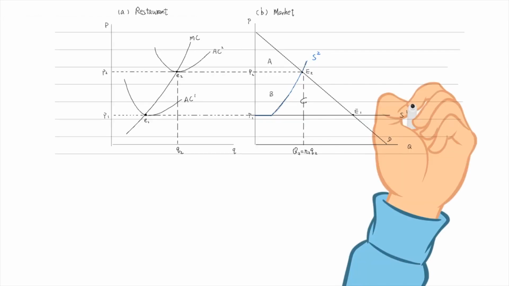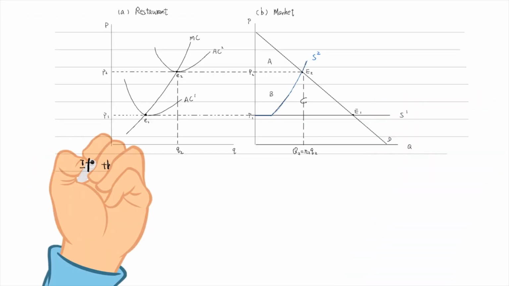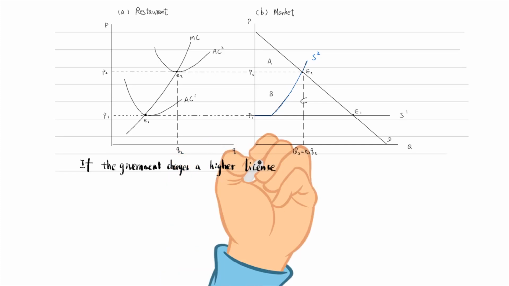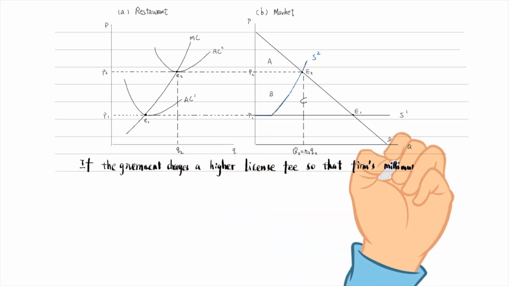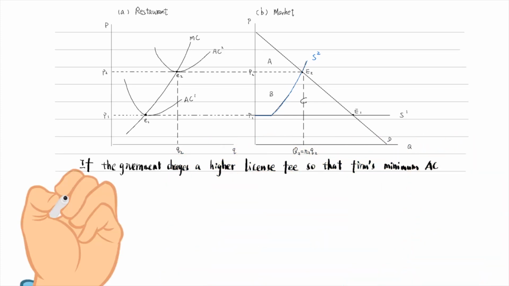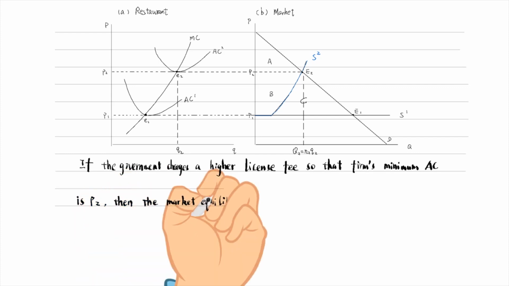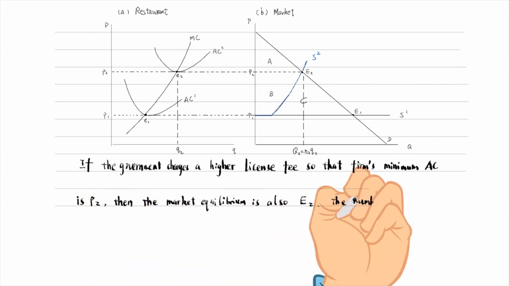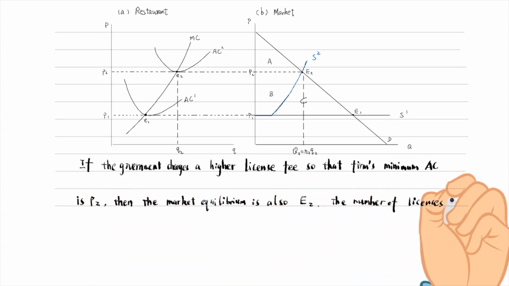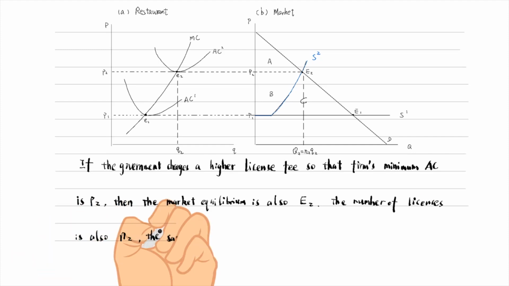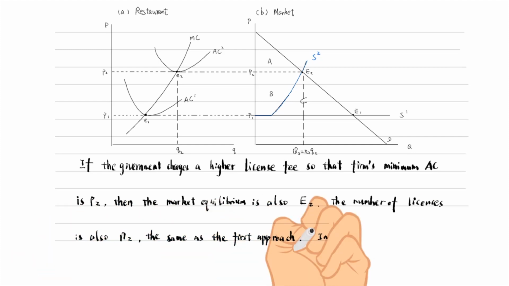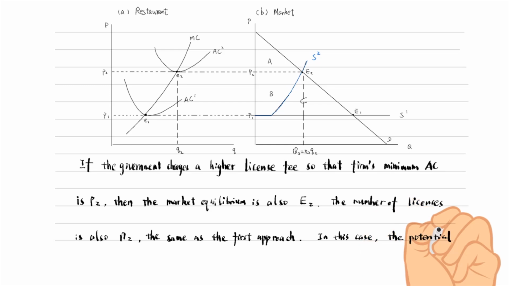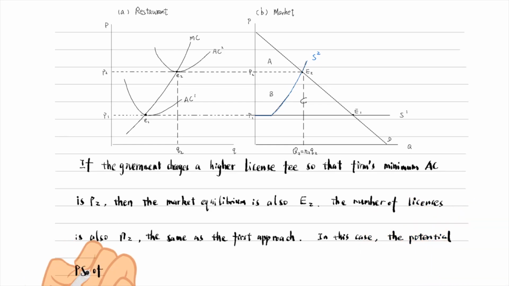If the government charges a higher license fee so that the firm's minimum average cost is P2, then the market equilibrium is also E2. The number of licenses is also N2, the same as the first approach. In this case, the potential producer surplus of B goes to the government.